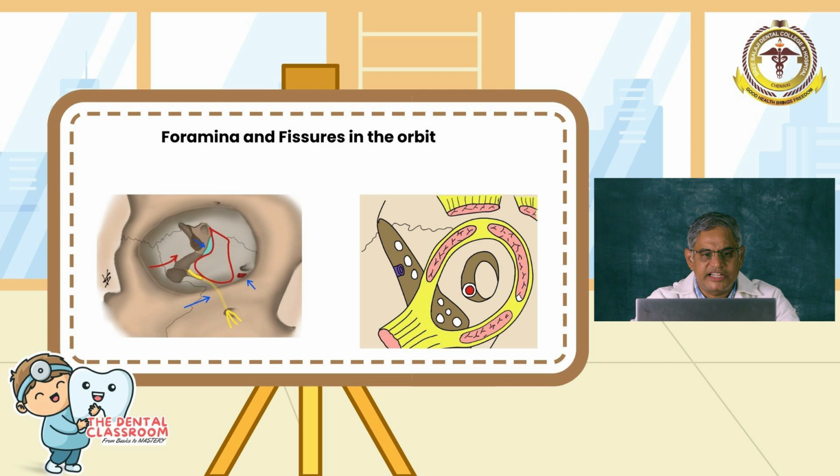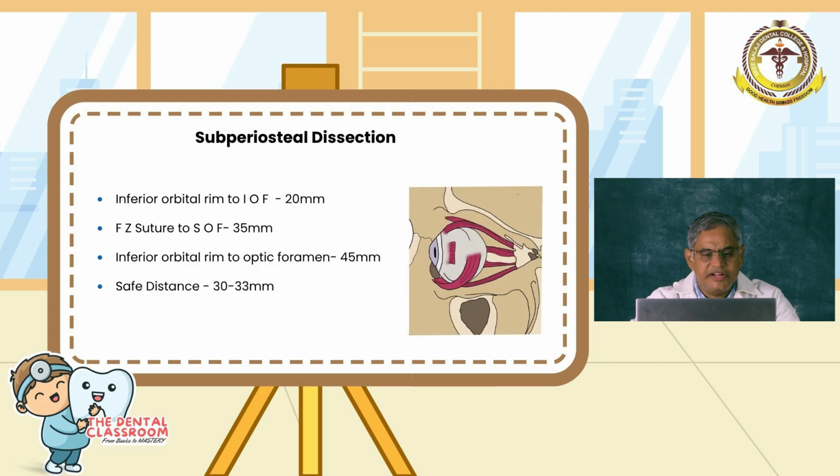There are various dissection techniques in the orbit. In the subperiosteal dissection technique, the inferior orbital rim to the infraorbital foramen is 20 mm. Frontozygomatic suture to the supraorbital fissure is 35 mm. Infraorbital rim to optic foramen is 45 mm. The safe distance is 30 to 33 mm for the dissection techniques.